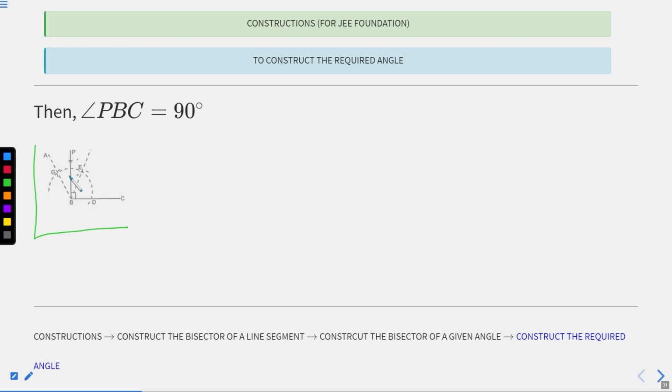So let me once again go through it. This is our BC, the first arc is like this with any suitable length marking at D. Now D as our center with the same radius marking at E. Now E as our center marking at point G. This angle is 60. This whole angle is 120.